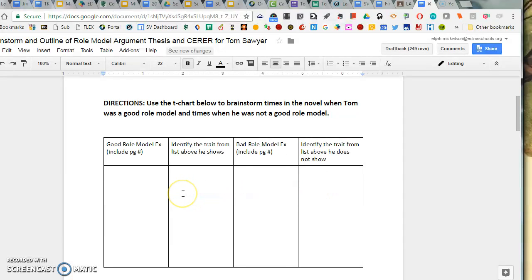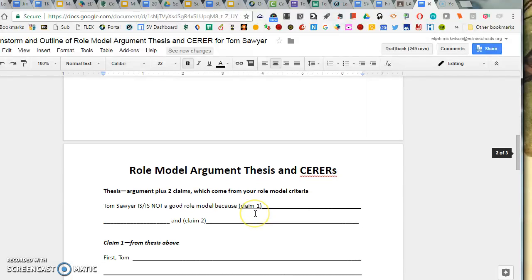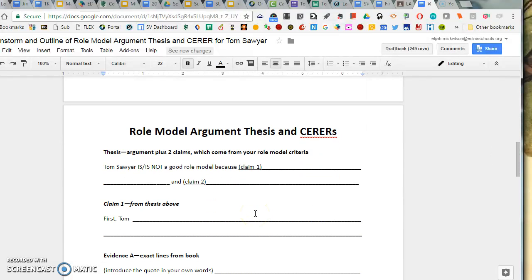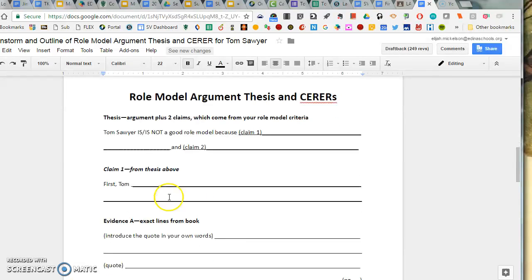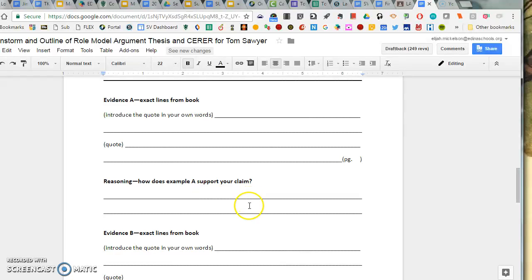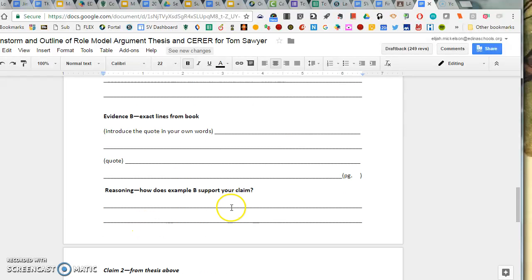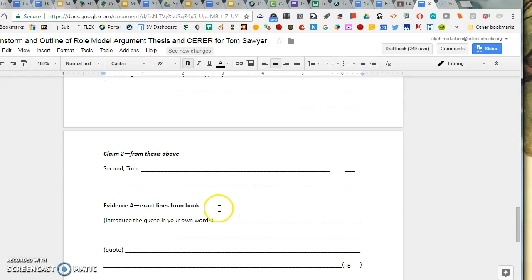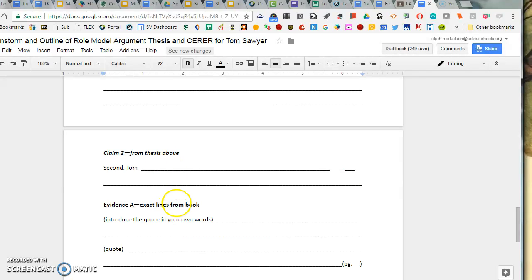So that should give you a good idea of some things from the book. And then you'll go down to really start arguing your thesis, whatever you want to decide, whether he is a good role model or whether he is not. Come up with your thesis and start outlining your claim, your evidence, and your reasoning. And then your second supporting paragraph with a second claim, evidence, reasoning.